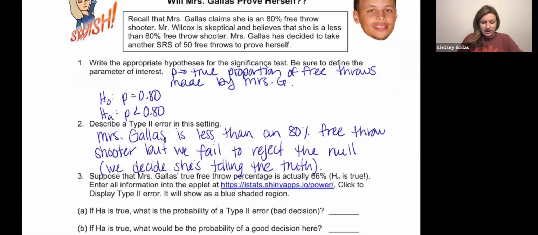All right, so on number 1, I started by defining my parameter, which is P, the true proportion of free throws made by Mrs. Gallus. My null hypothesis is that P equals 0.80, and the alternative is that P is less than 0.80.